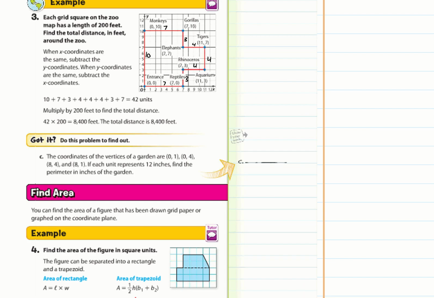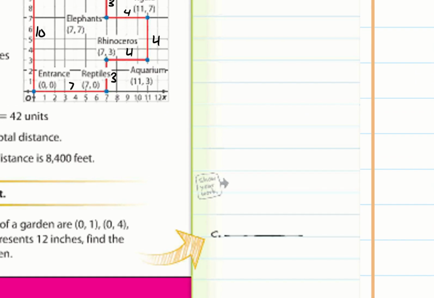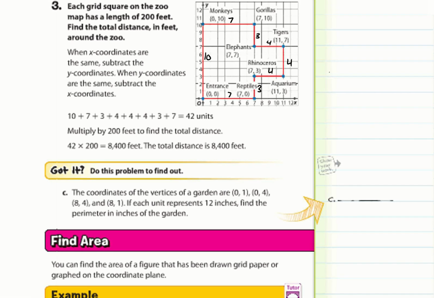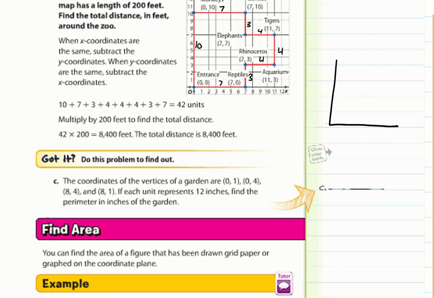So I'm going to do C. I'm actually going to graph it. I think graphing, that way you guys can see both methods, because graphing is easier visually. And if I look at all the coordinate planes, I notice they all are in quadrant 1. So the first one is 0, 1, and 0, 4. So 4 minus 1, that's going to be a distance of 3.